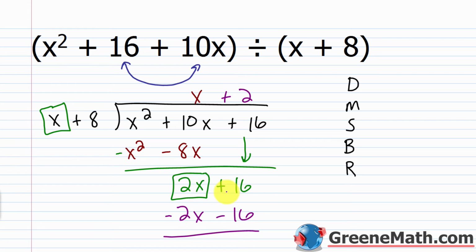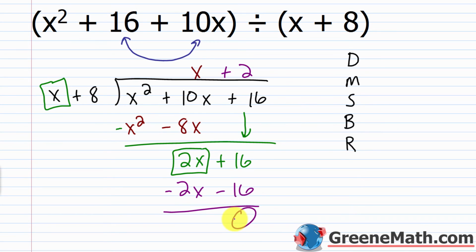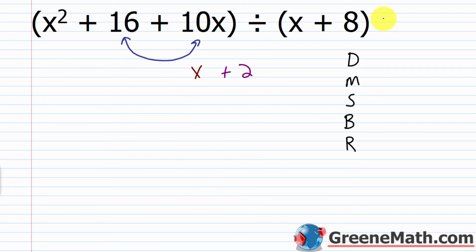2x minus 2x is 0. 16 minus 16 is 0. So again, there's no remainder. So our answer here is x plus 2. And it's very, very easy to check.